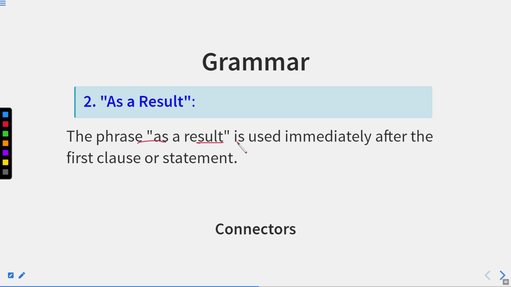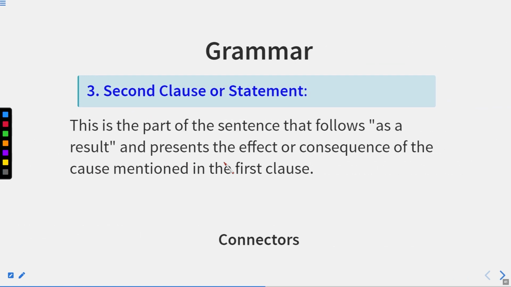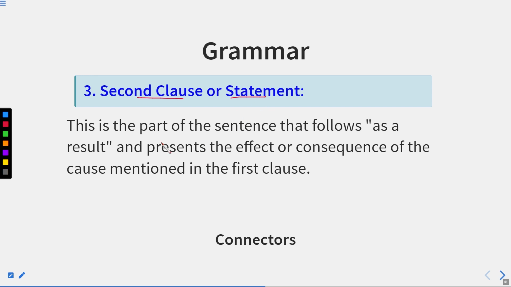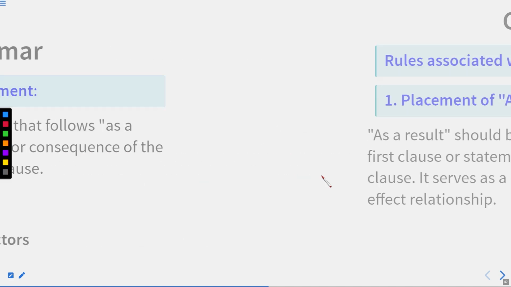The phrase as a result is used immediately after the first clause or statement that introduces the clause which contains the result or the consequence. Now, after that, we have second clause or statement. So it is introduced by the phrase as a result. This is the part of the sentence that follows as a result and presents the effect or consequence of the cause mentioned in the first clause.